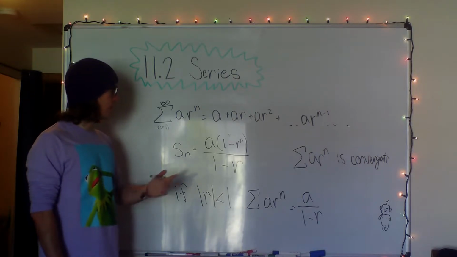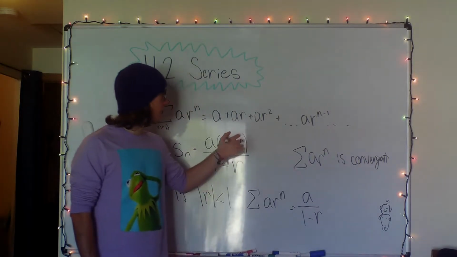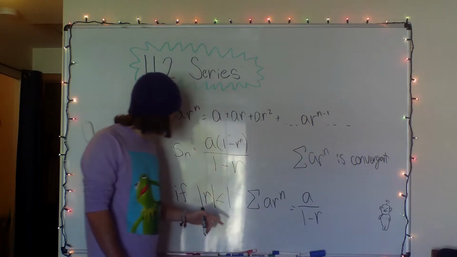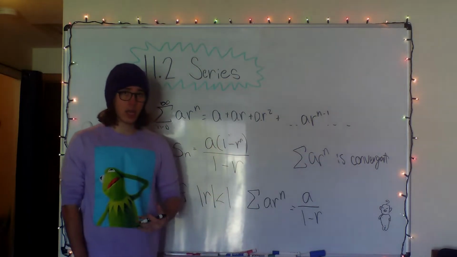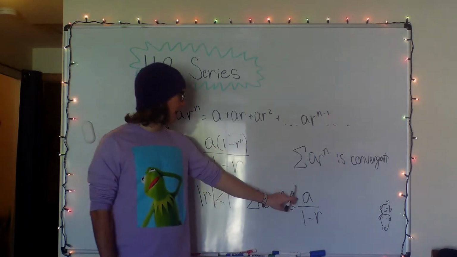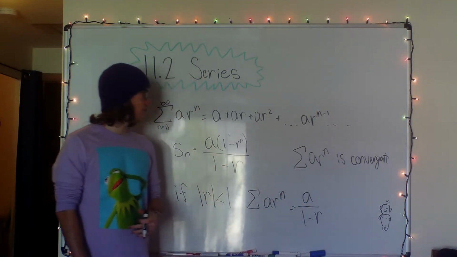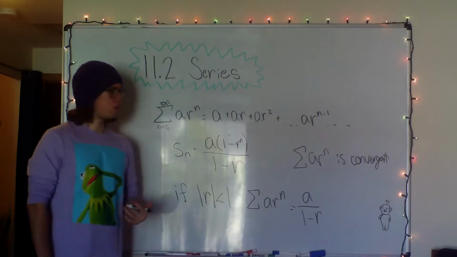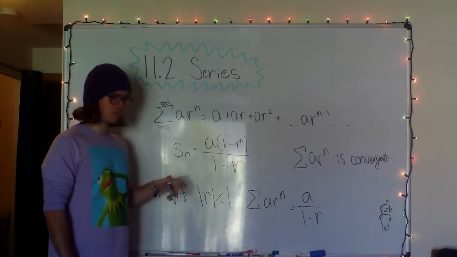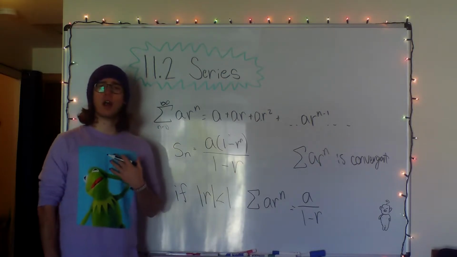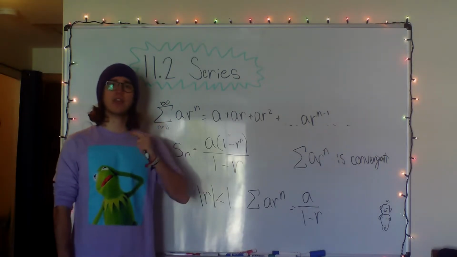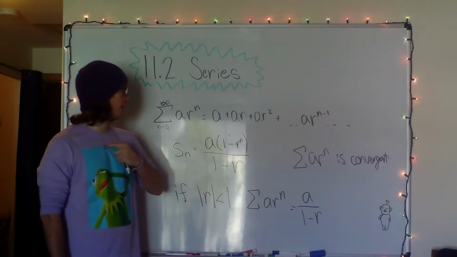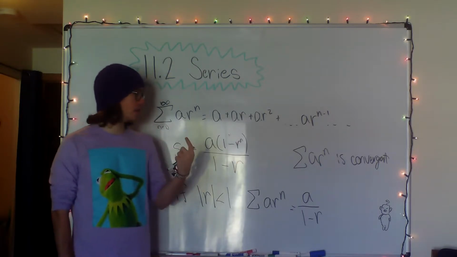Then the series of a r to the n is convergent if the absolute value of r is less than 1, and this sum will add up to a over 1 minus r. Why does that make sense? Well, we take our Sn, and we know that the limit of the sequence Sn is going to be equal to the series of a r to the n.